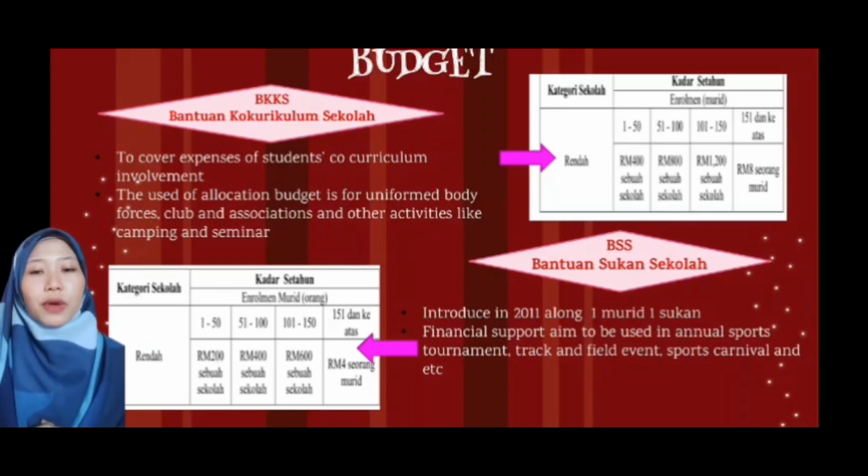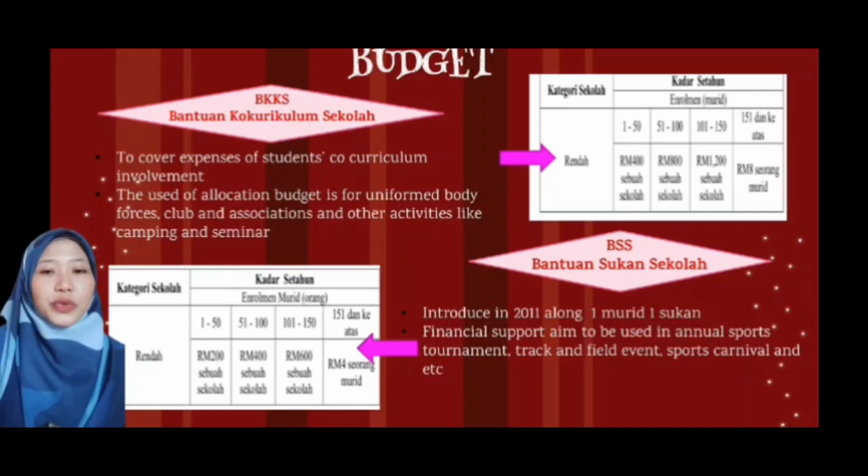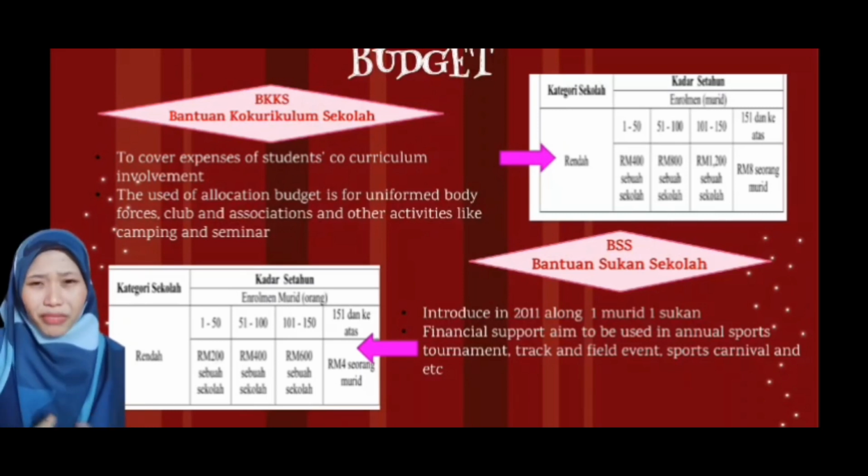For schools that have 1 to 50 students, 200 ringgit Malaysia will be allocated per school. For 51 to 100, RM400 per school. For 101 to 150, RM500 will be allocated for schools and so on.